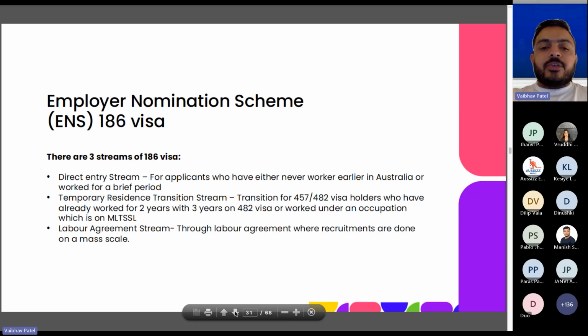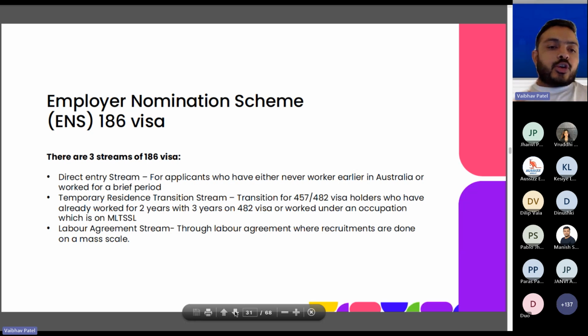Number one is the direct entry stream for the applicants who have never worked in Australia, but they have minimum 3 years of work experience, positive skill assessment, and competent English. They can apply for a subclass 186 visa in direct entry stream. If not, then you can go on subclass 482 visa, work for your employer for 2 to 3 years, and then apply for a subclass 186.